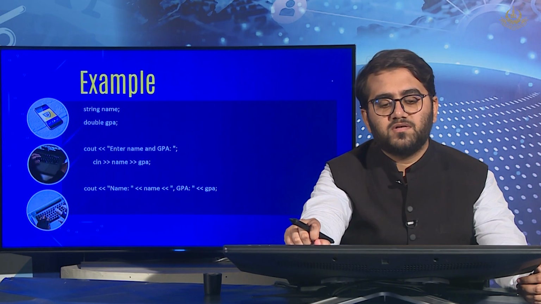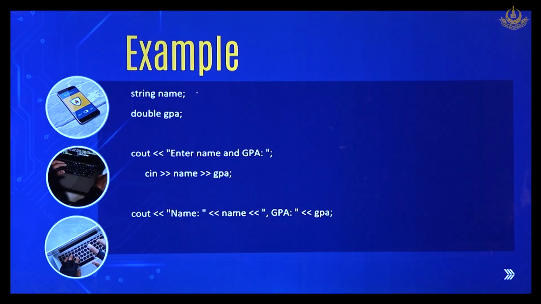Okay, so we have another example wherein we have declared string name and double GPA. And double GPA is double because it is a decimal value. We can also use floats for it, but floats have less precision, so we use doubles. You can also use float in these rather simple programs. There would not be any difference between the two of those.